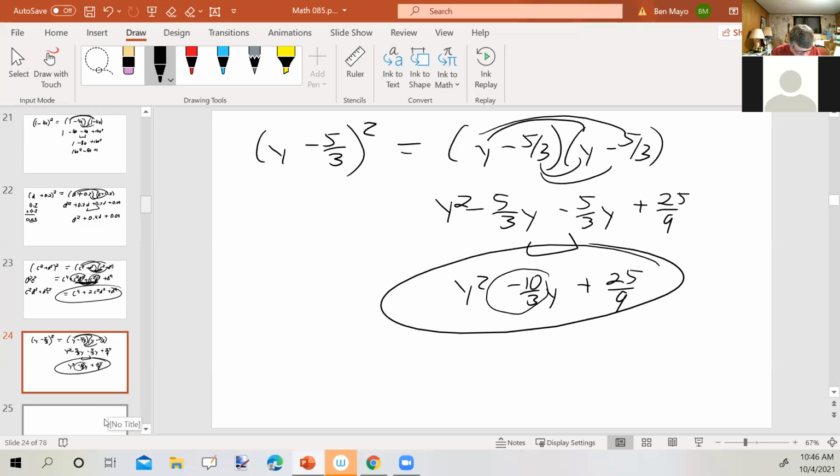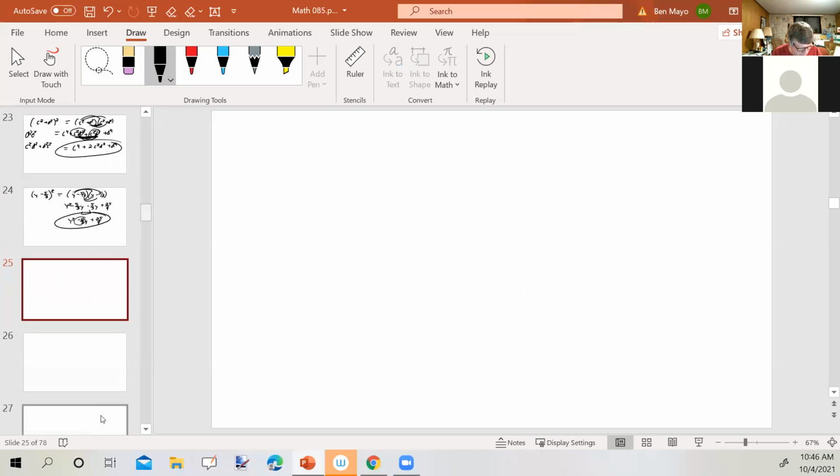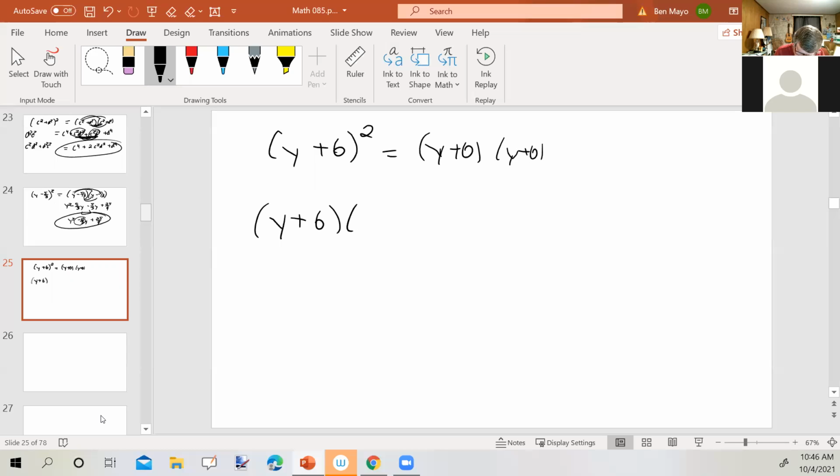Now, here is a different kind of situation where instead of having something like that, which goes to here, and then you FOIL it together, we're going to look at two factors that are not identical. In fact, they are referred to as a conjugate pair. You have the sum of two numbers times the difference of the same two numbers in the same order.